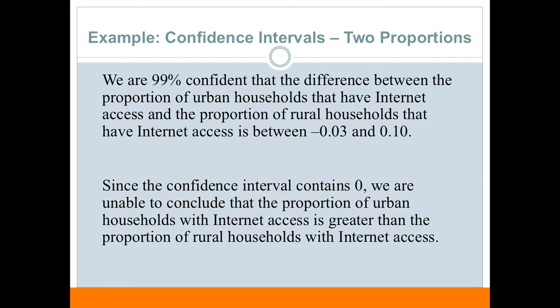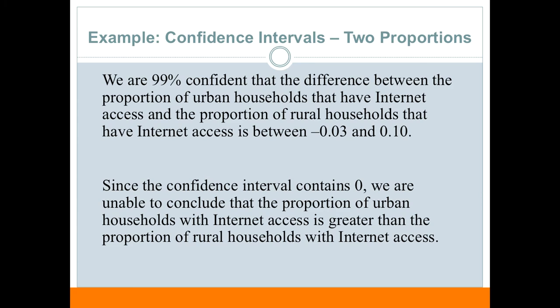Now, one really important thing to note is that this interval actually contains a value of 0. My lower bound is a negative number and my upper bound is a positive number, so in my interval I actually have the value of 0. What that indicates to me is that we're unable to conclude that the proportion of urban households is any different, or particularly any greater, than the proportion of rural households, because the difference could potentially be 0 based on our confidence interval.